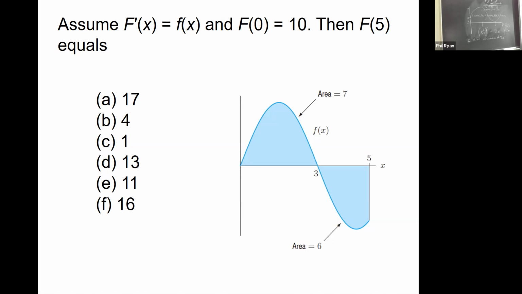We've got to figure out the change in the function from 0 to 5. This is the derivative of this function. So how do we get the total change from the derivative? We integrate, right? That's the graph of the derivative, yes. Little f of x is the derivative of big F of x, and we want to find big F.